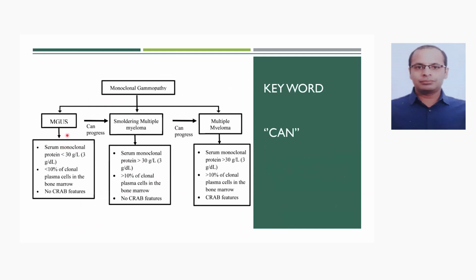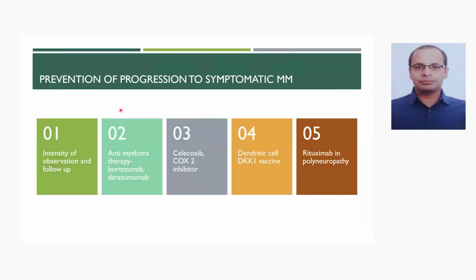So, MGUS can progress to smoldering and can progress to myeloma. The keyword here is can. As you see, the risk of progression to myeloma is pretty low in non-IgM MGUS. What can we do? If the patient is of high risk, you increase the intensity of observation and follow-up.